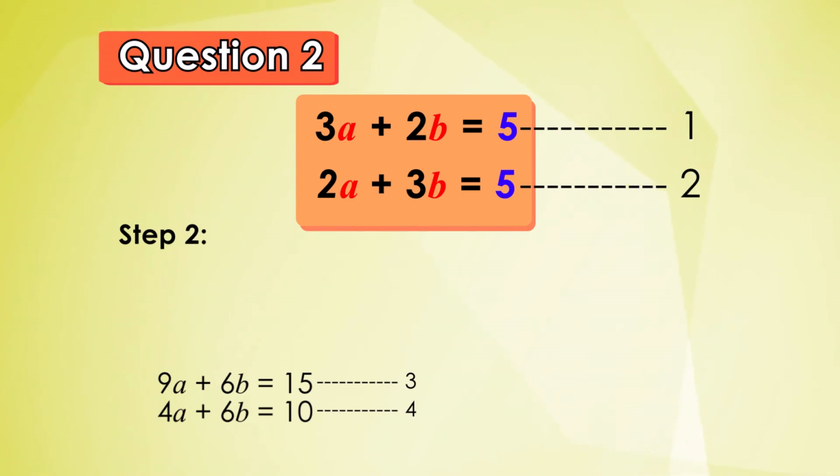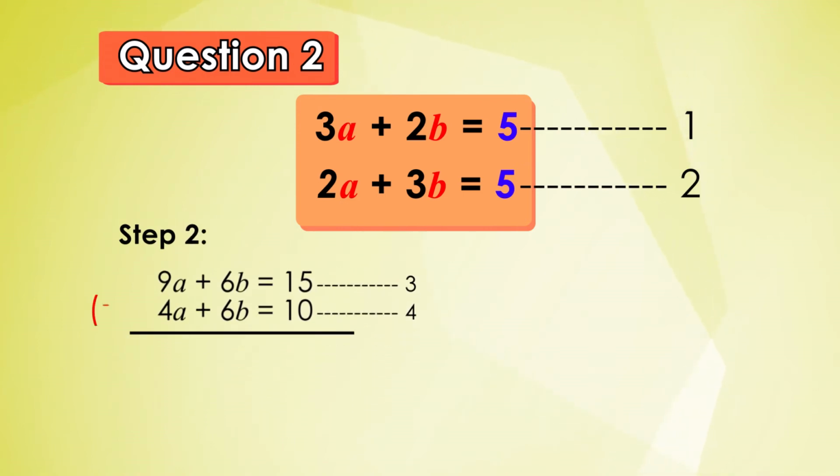In step 2, we shall subtract both the equations to eliminate one of the variables. In this step, b is eliminated. 9a subtract 4a gives us 5a. Meanwhile, the difference of 15 and 10 is equal to 5. So, a is equal to 1 after dividing by 5.